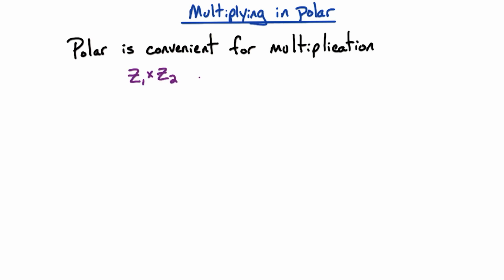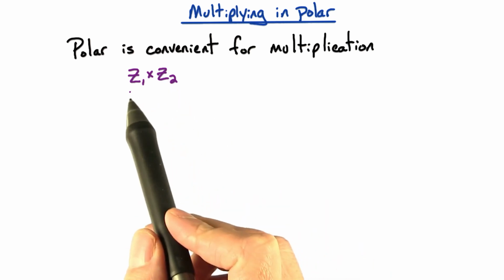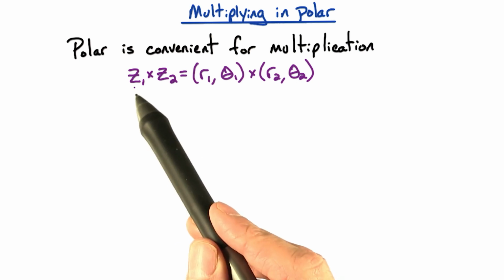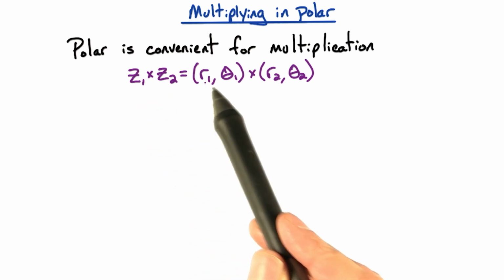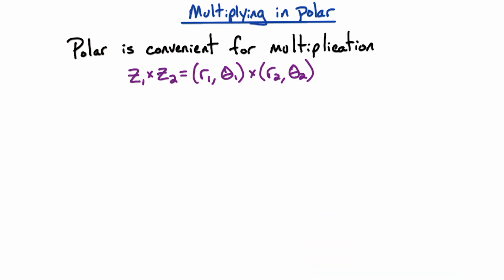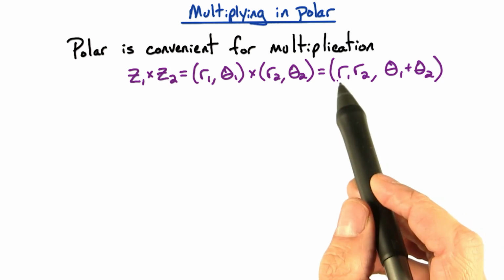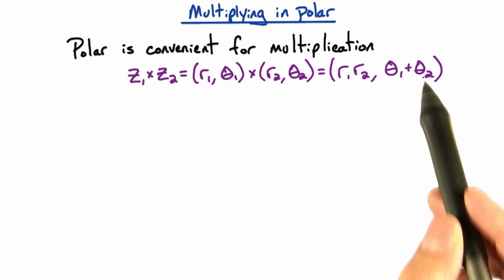As we mentioned earlier, polar coordinates are convenient for multiplication. Let's consider an example. Consider z1 and z2, a pair of complex numbers, and let's look at their product. Let's say that z1 in polar coordinates is r1, theta1, and z2 in polar coordinates is r2, theta2. Now let's look at the product of these polar coordinates. We simply multiply the lengths, and we add up the angles.